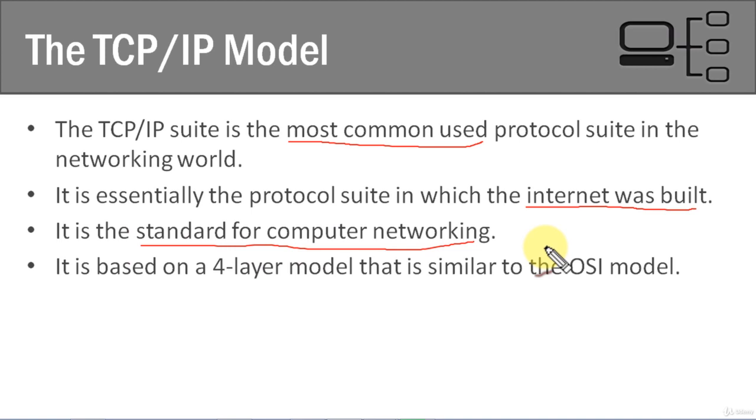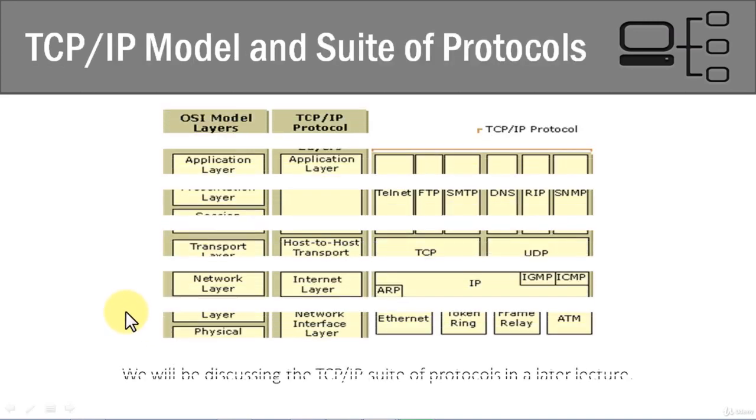It is very similar to the OSI model, and it's a 4-layer model instead of a 7-layer model, but you'll see the difference on the next slide. Now, in regards to the name, it's based upon two major protocols: the TCP protocol and the IP protocol. We'll talk about those in the future, so don't worry about it. Just understand that that's how it was named. So let's jump to the next slide.